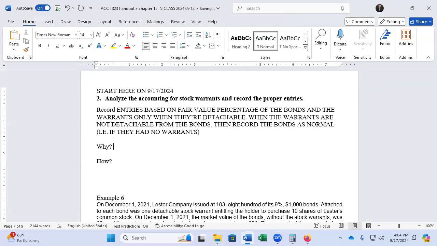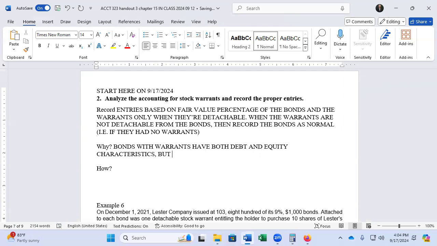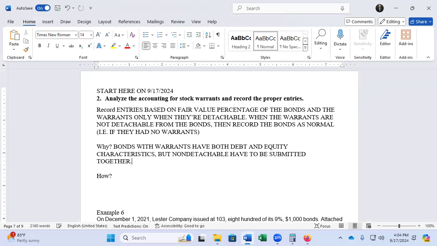So why? Because bonds with warrants have both debt and equity characteristics. But if they're non-detachable, they're submitted together. So you don't really have two things if you have to submit them together if you want to convert them.